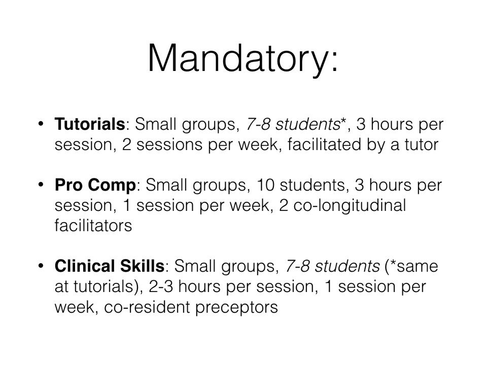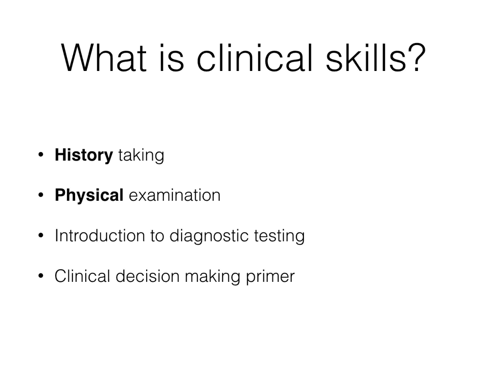Then in clinical skills, these are also small groups, but this is the same group that the tutorial group is comprised of. So it's the same 7 to 8 students that are in the tutorials. This is similarly a 2 to 3 hour session, usually closer to 3 hours, and it's 1 session per week. This is run by 2 resident preceptors. So all the residents viewing this orientation are going to be paired with a partner resident that you will be teaching together.